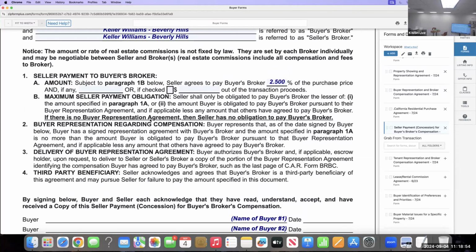And in the offer, the buyer is asking for the seller to pay their obligation. What is the buyer responsible for paying for? The buyer is responsible for paying the buyer's agent. In the offer, you're asking the seller to cover the buyer's obligation. When you sign a buyer rep agreement, the buyer is the one agreeing to pay your commission.